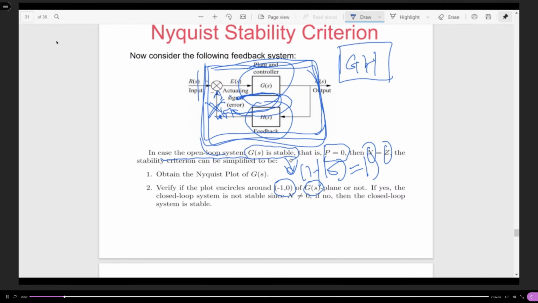Like what I said, in most cases you do have a stable plant model, which means that for most physical systems, your open loop system is stable. But I did not exclude the case that the open loop system is not stable. We do have physical systems where the open loop system is not stable, so just be careful about that.